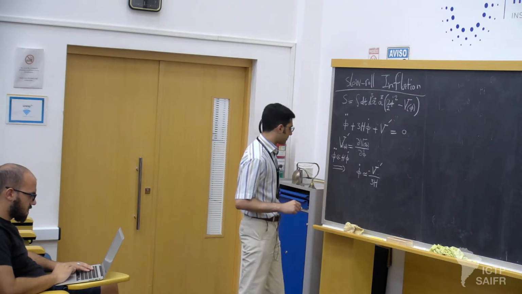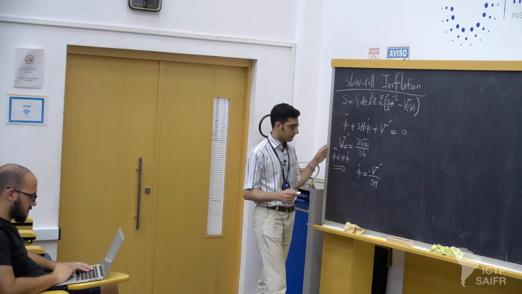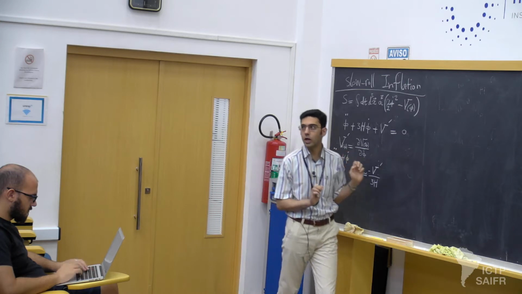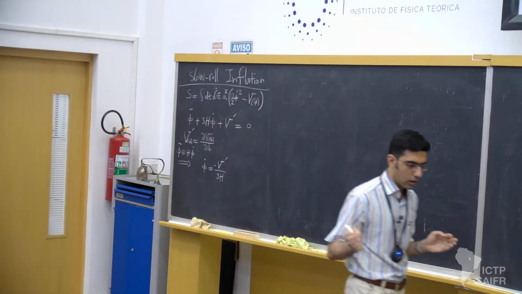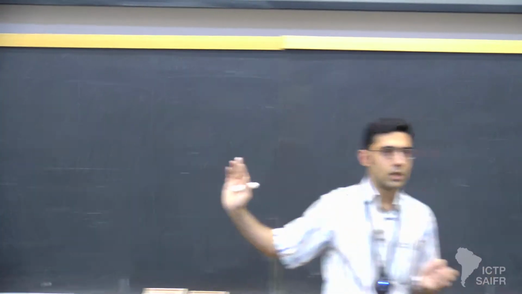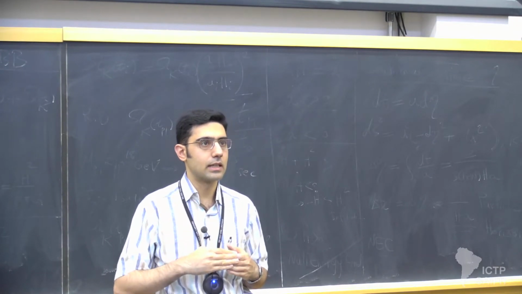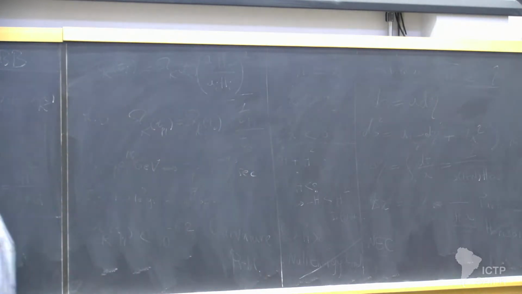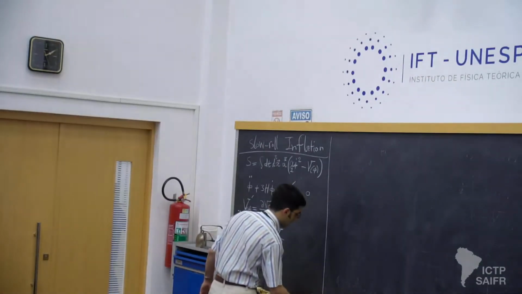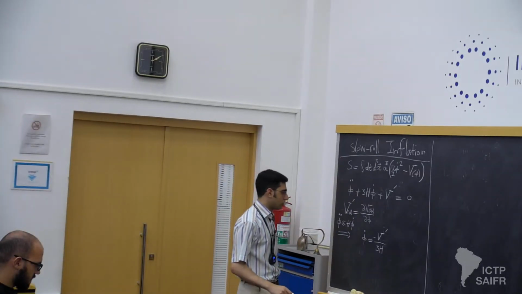And so now I should check a couple of conditions. First of all, I want to check that if I consider this model, whether I'm going to get this nearly de Sitter phase, or whether I'm going to get w close to -1. How do we do that?